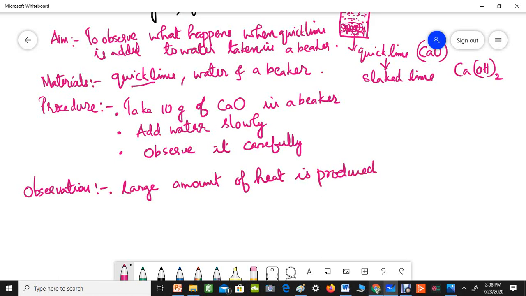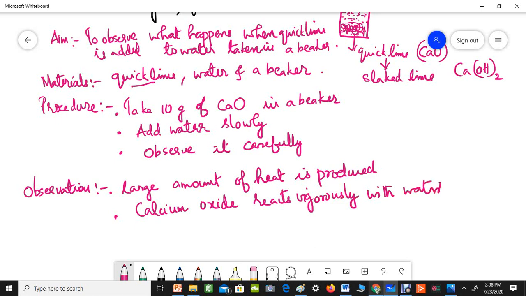Second observation is calcium oxide reacts vigorously with water and calcium hydroxide is formed. Calcium oxide reacts vigorously with water and calcium hydroxide is obtained.